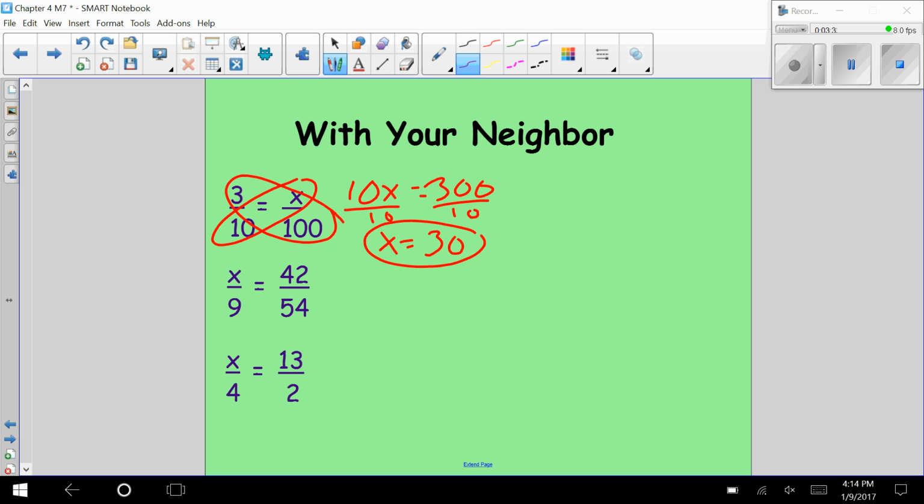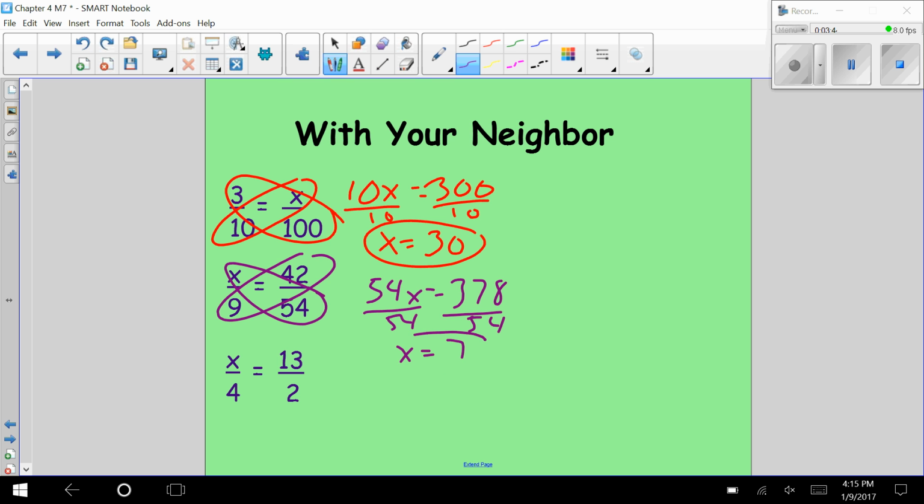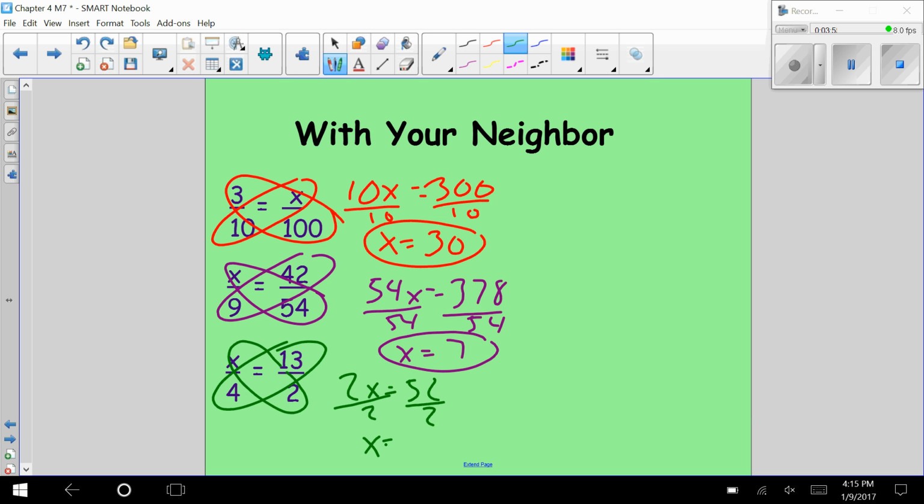For the second one, we'll go x times 54, which is 54x, equals 9 times 42, which is 378. Divide them both by 54, and x equals 7. And for the third one, we will do 2x equals 4 times 13, which is 52. Divide them both by 2, we get x equals 26.